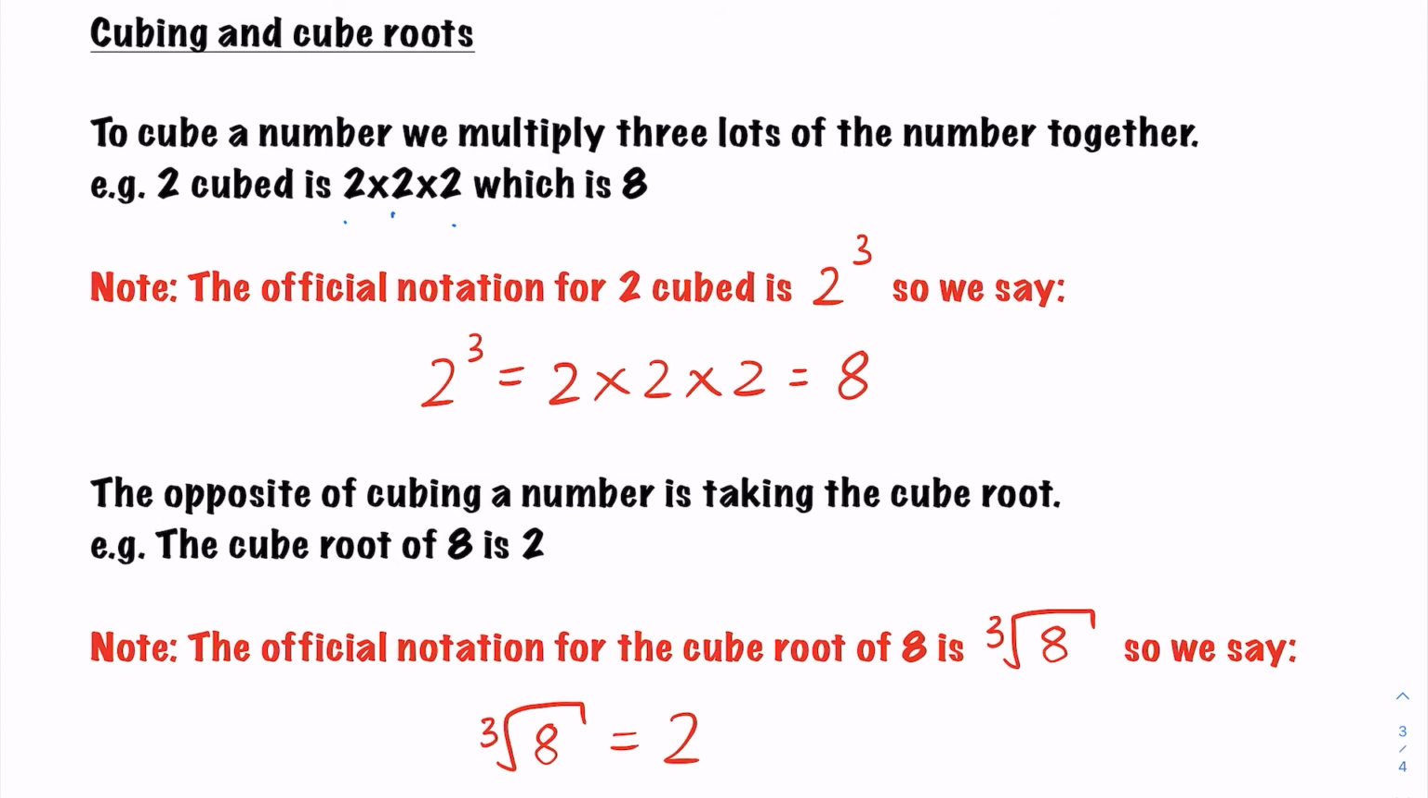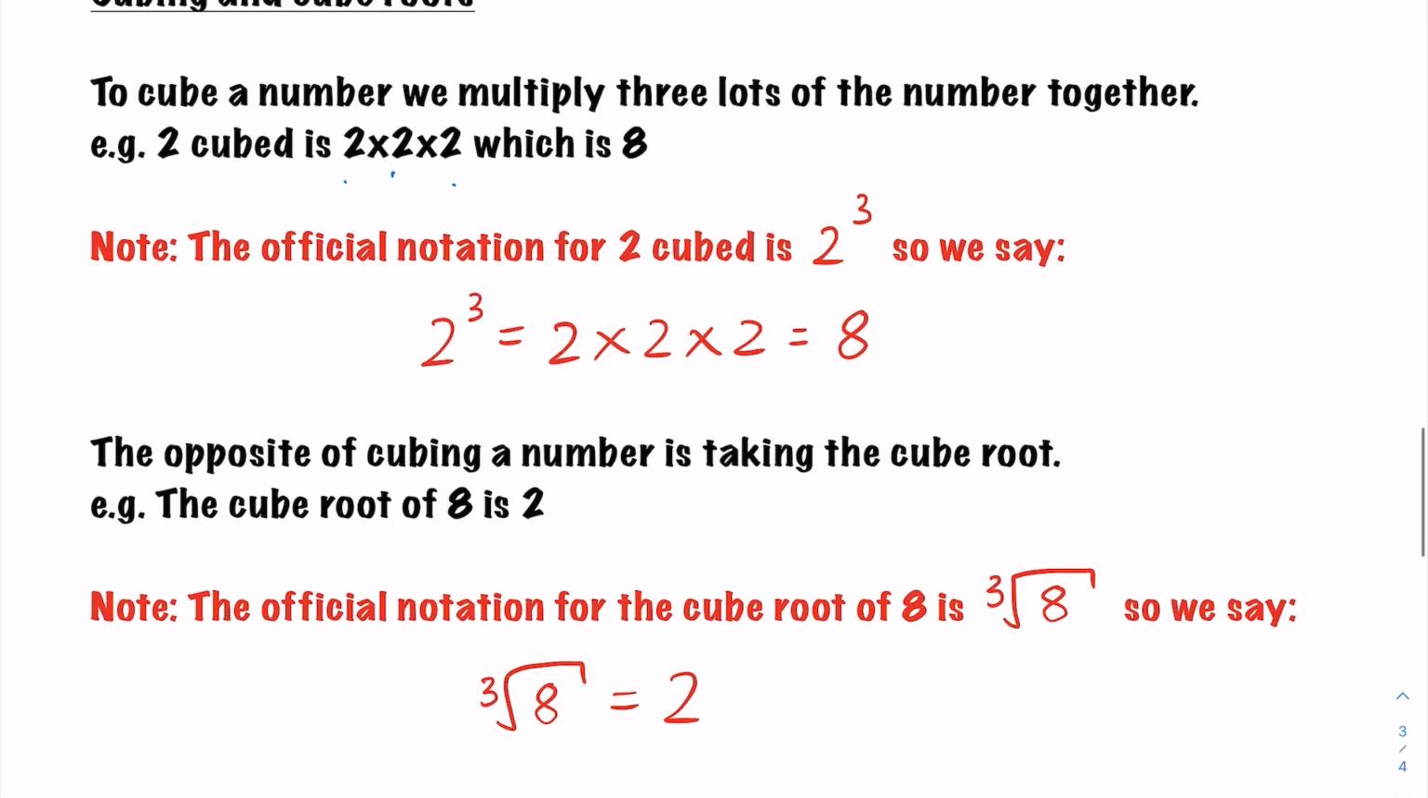And again, this has its counterpart, its opposite if you like, and that is called cube rooting. So we know how to cube. To get back, we take the cube root here. So it says the opposite of cubing a number is taking the cube root. For example, the cube root of 8 we know is 2. Just by looking at the previous example, we know that 2 cubed is 8, so the cube root of 8 gets you back to 2. And the official notation for the cube root, you can see down here. So the official notation for the cube root of 8 is that piece of notation there. So we'd say that the cube root of 8 is equal to 2. It's a lot like a square root sign, just with a little mini 3 above the beginning of the sign.